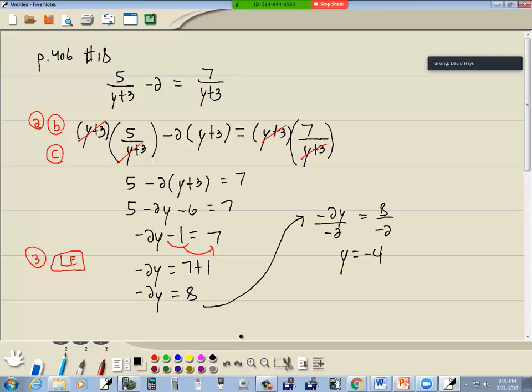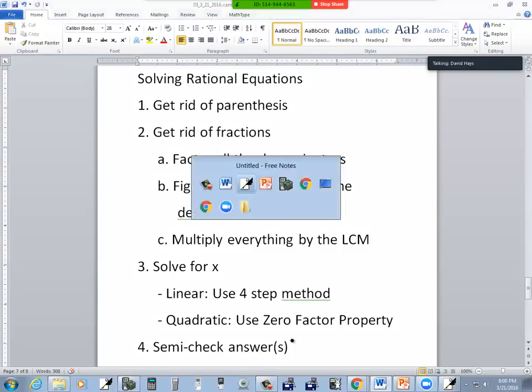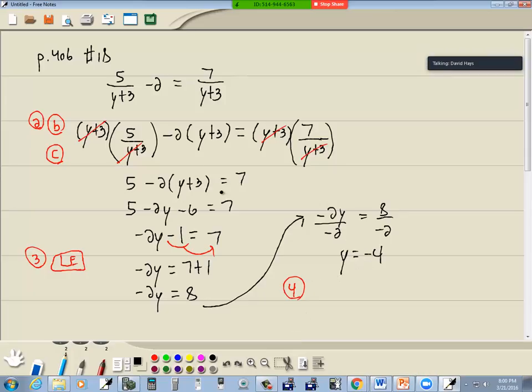And we get y is equal to -4, maybe. We can't forget step 4 that says semi-check your answer. So we're going to take this -4 and plug it into our original problem, to make sure it doesn't cause any denominator to equal 0. If I put -4 here, -4 plus 3 is -1. That's not 0. -4 plus 3 is again -1. That's not 0. So our answer would actually be -4.